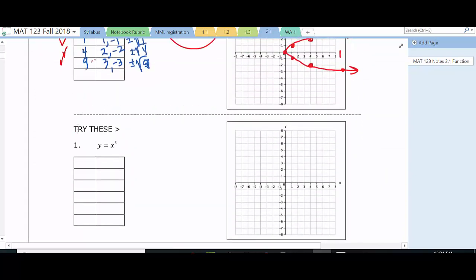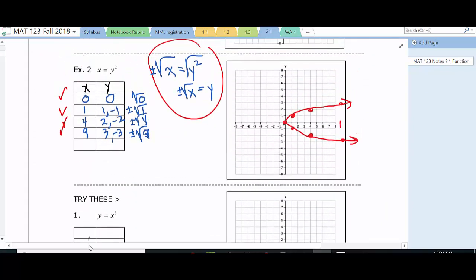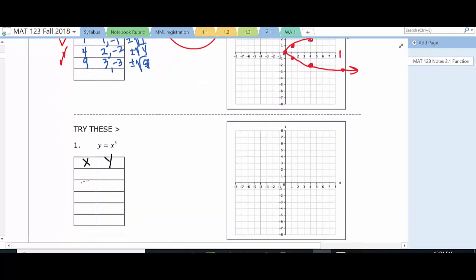So on this next problem, go ahead and do X, Y. I want you to just do this one yourself, and I'm going to give you the numbers to use. So -2, -1, 0, 1, and 2. Okay, like that. And just do that one. I'm going to do number 2 with you here. I want everybody to just do this problem. Just take a couple of minutes to do this, okay?